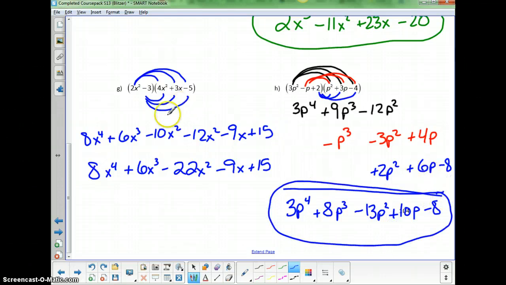So distributing can be done no matter how many terms you have, as long as you just multiply the first term by everything in the second, and so on until you finish both parentheses.